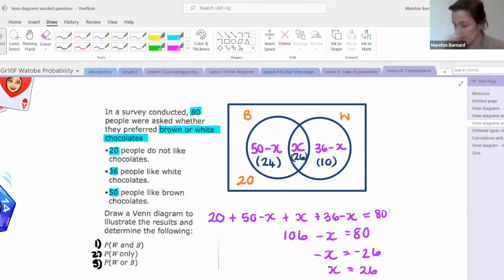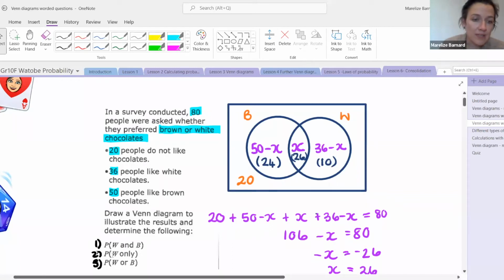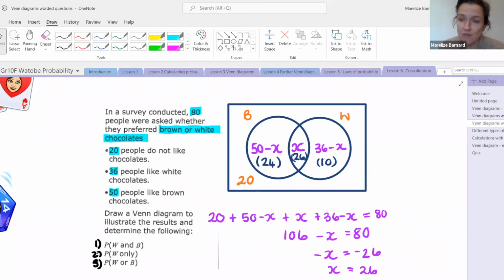Okay, so 26 over 80 is right, but we need simplified fractions. We need 13 over 40. That is the right answer. Okay, quite a few of you posting that. Well done. Let's see everyone else for the next one. The probability of liking white only. So only white chocolate. Okay, so be careful here. Read the question very carefully. White only. Pop it in the chat.